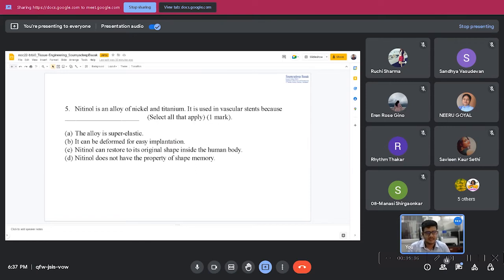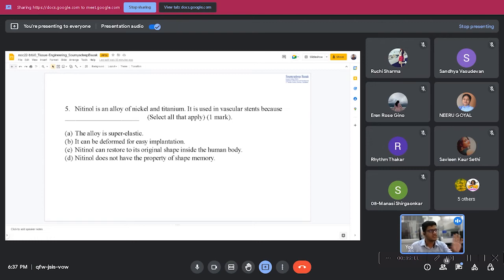Another question is nitinol. So we have studied about nitinol. It is a nickel titanium alloy, right? So nitinol is an alloy of nickel and titanium. It is used in vascular stent because, select all that apply: the alloy is super elastic, it can be deformed for easy implantation, nitinol can be restored to its original shape inside the human body, and nitinol does not have the property of shape memory. So we have the question that nitinol is an alloy of nickel and titanium.